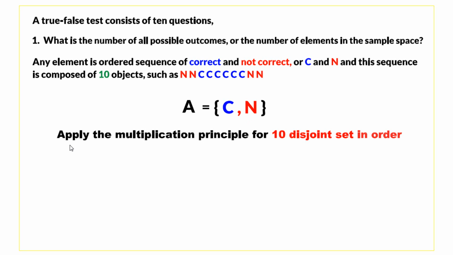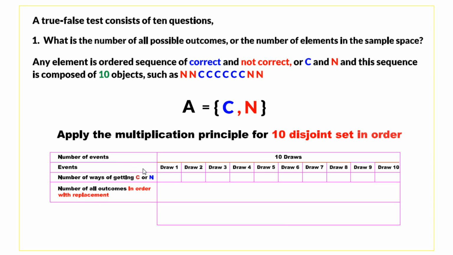To know the number of elements in the sample space, we can apply the multiplication principle for 10 disjoint sets and in order. After answering all the questions, any question can be either correct or not correct. So it is as if we are withdrawing C or N for the first question, C or N for the second question, and so on. There are 2 ways for each question to come out as correct or not correct.